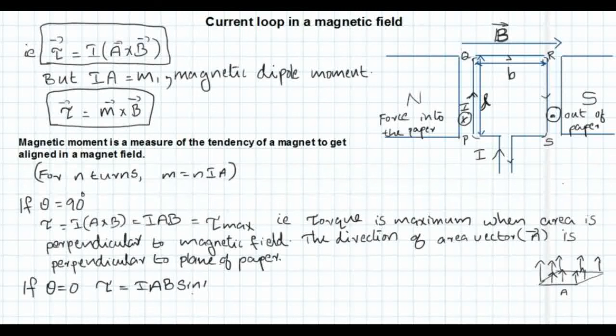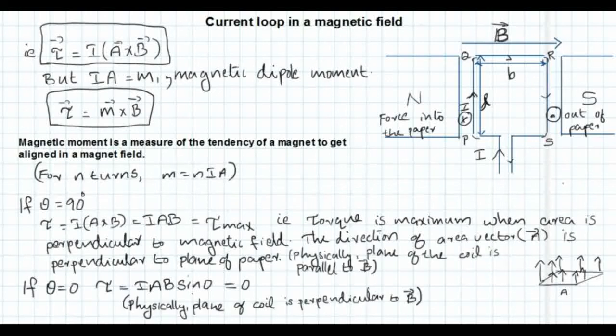Now if theta is 0, then torque tau is equal to IAB sin 0, which is 0. So if angle theta is 0, then torque is 0. So for theta 90, torque is maximum. For theta 0, torque is 0. So again this means what?